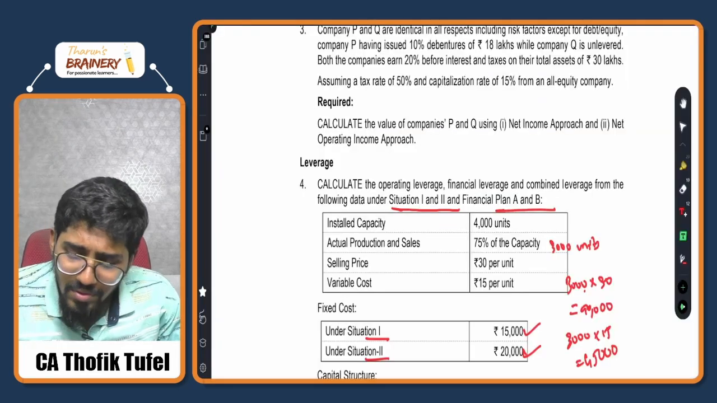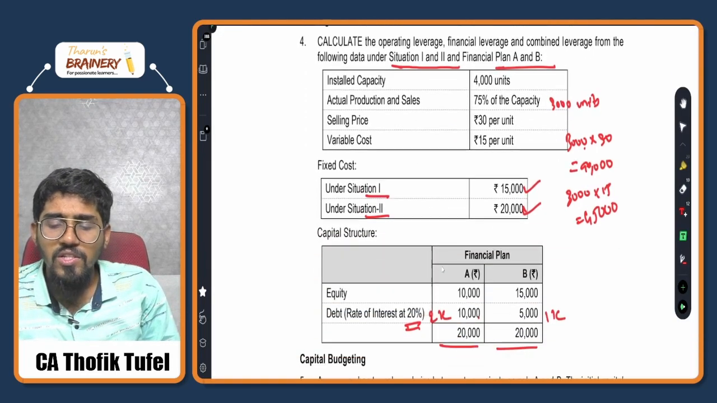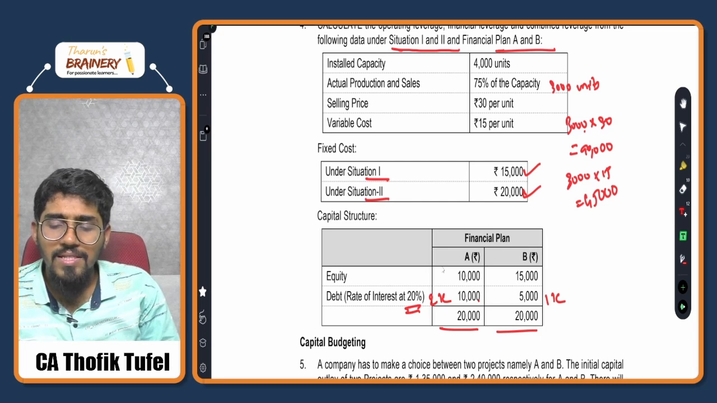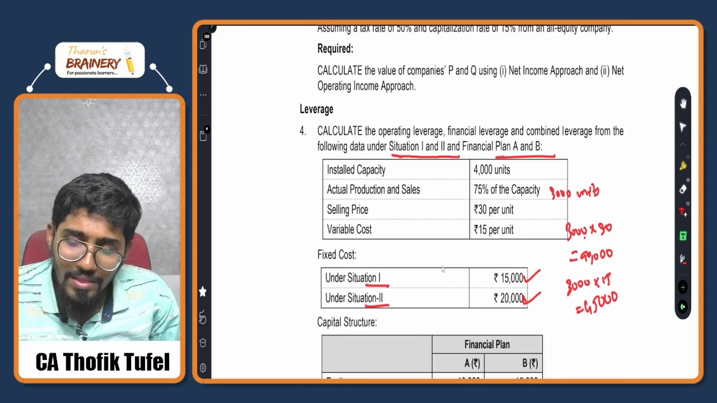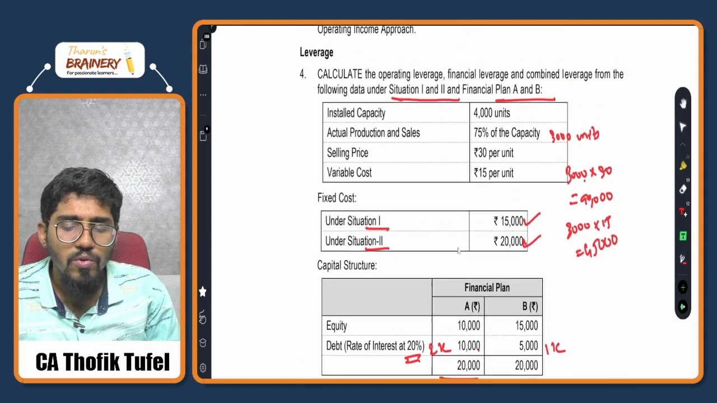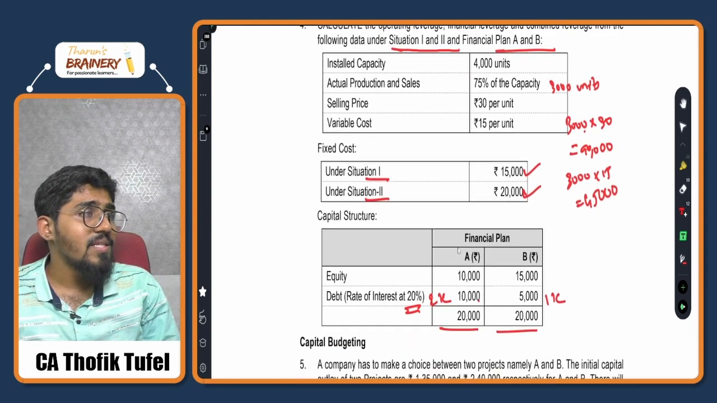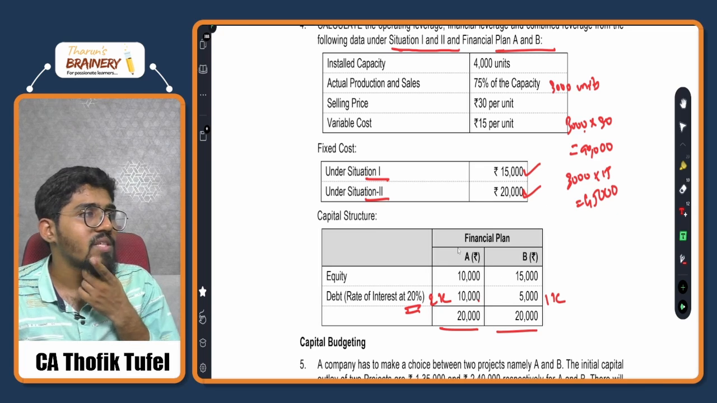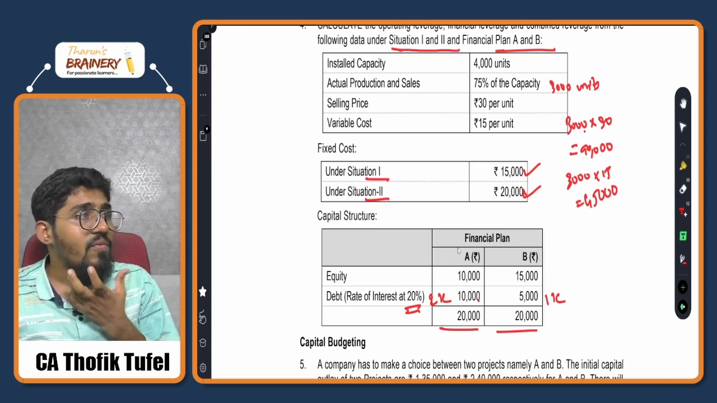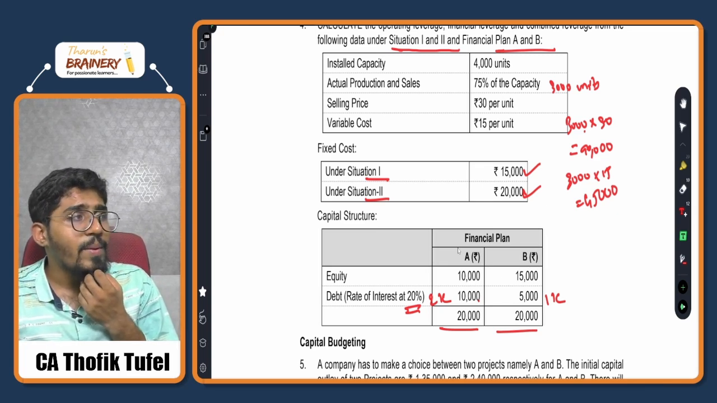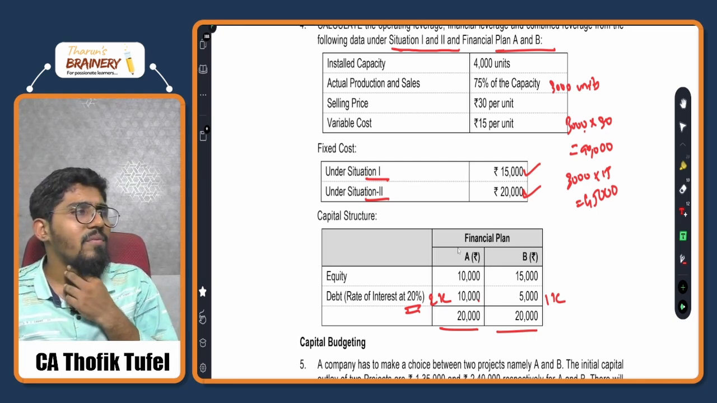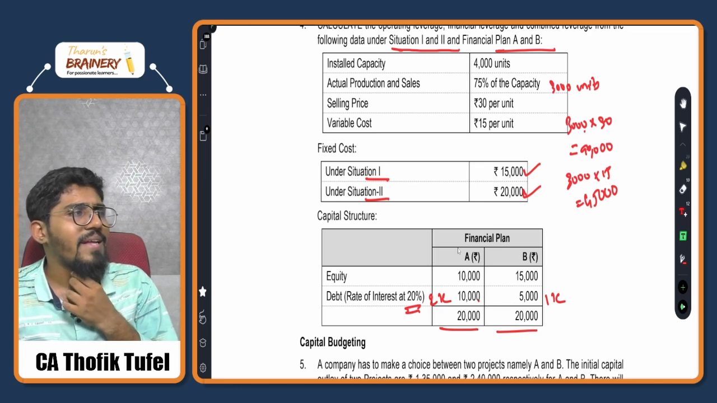Next one, for both these situations, I am having two financial plans. In the first plan, I'm having an interest of 2,000. In the second plan, I'm having the interest of 1,000. Tax details is not given, so no taxes are there. Otherwise, if tax detail is given, you also have to put the tax and the PAT and the number of equity shares until EPS. If tax and number of shares detail is given, you have to prepare income statement till EPS. Here, no tax is given, so you are preparing income statement till PAT only, assuming taxes are 0.